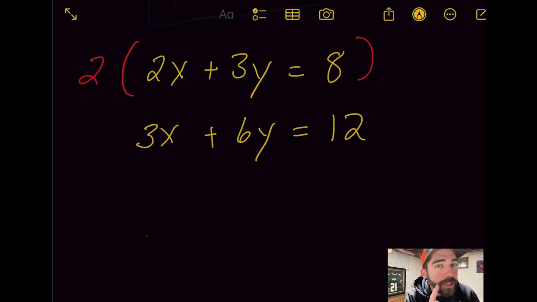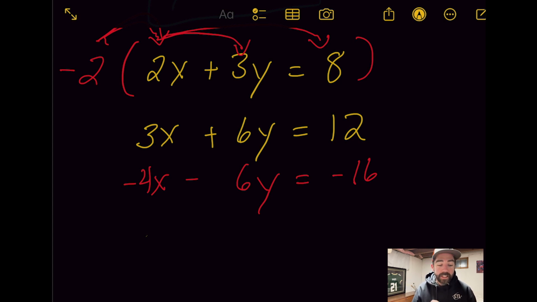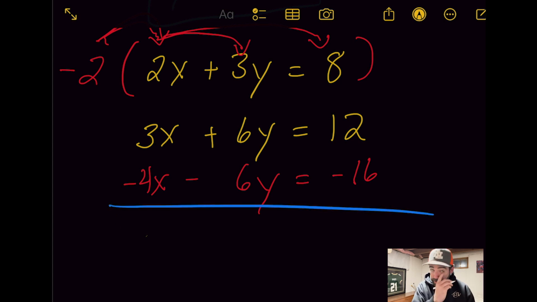But what I need for elimination is one to be positive and one to be negative. So if instead I multiply by negative 2, this becomes negative 4x, this becomes negative 6y, and this becomes equals negative 16. Because negative 2 times 2 is negative 4, negative 2 times 3 is negative 6, and negative 2 times negative 8 is negative 16.